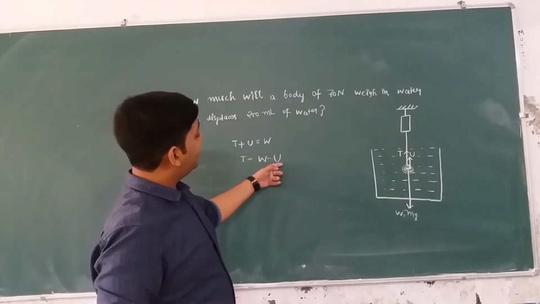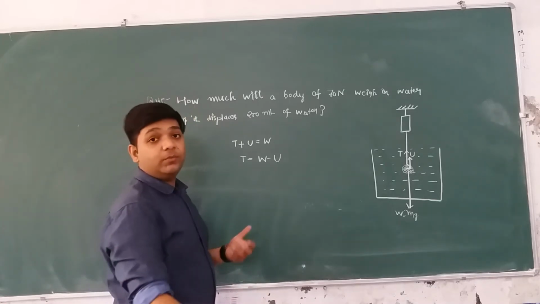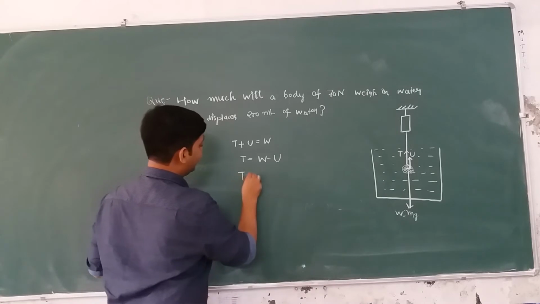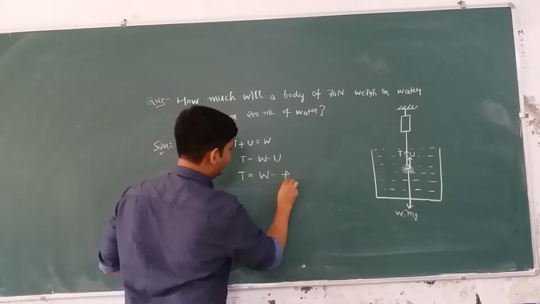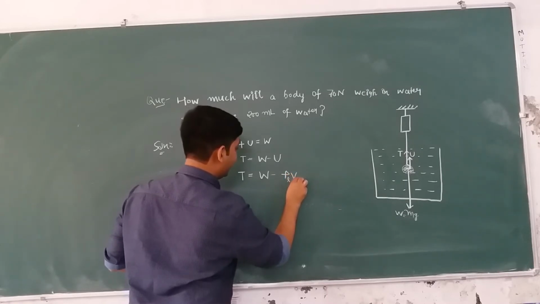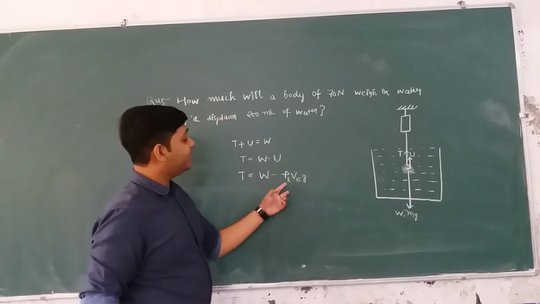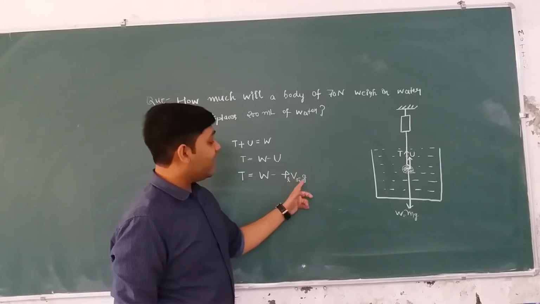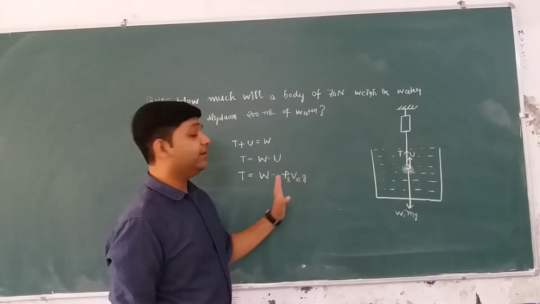And what is the value of upthrust or the buoyant force? It is equal to rho L V SI G. Let me write the formula: T equals W minus rho L V SI G, where rho L is the density of the liquid, V SI is the volume of the solid immersed, and G is acceleration due to gravity. We have already discussed this in our lectures.